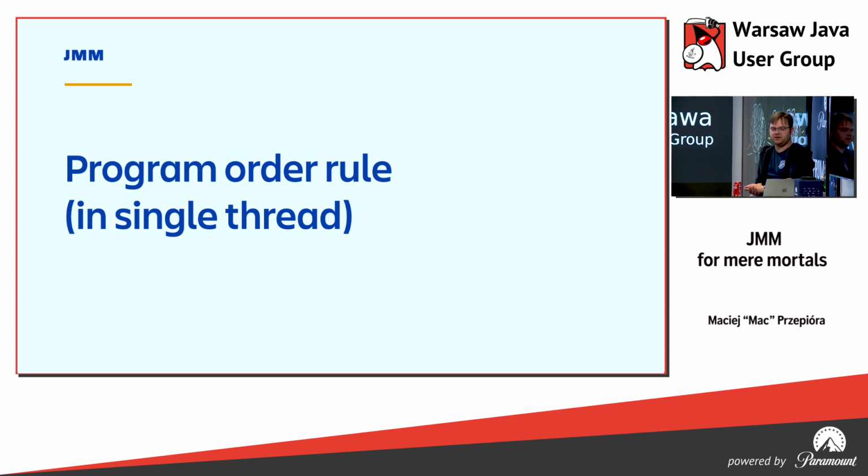Each ordered action in a thread happens before every other action in that thread that comes later in the program order. As I said, this is a partial order, so actually assignments to regular variables are not ordered. That's why we can have the reordering happen.